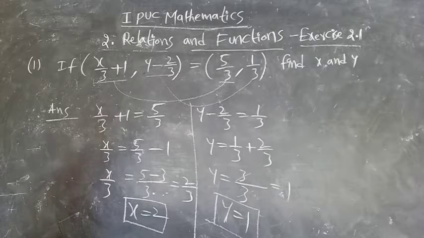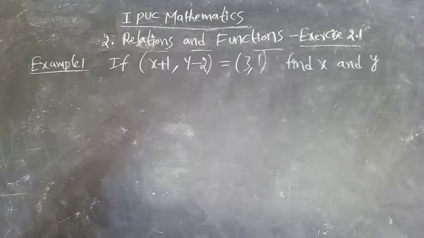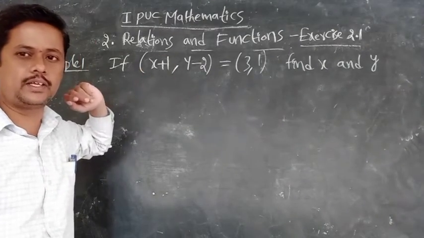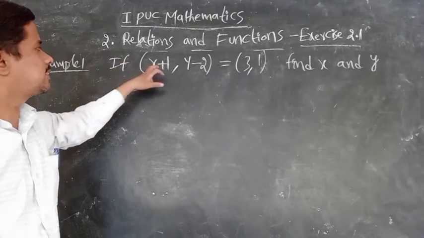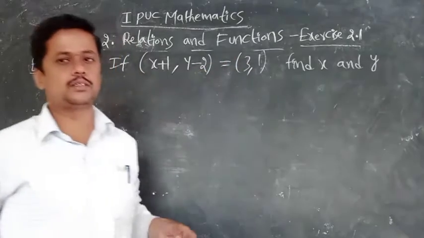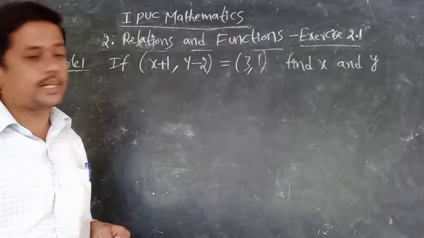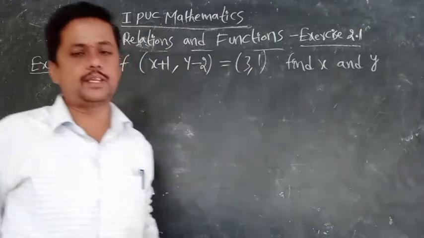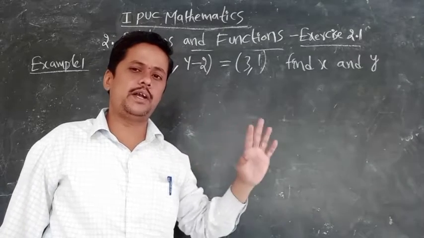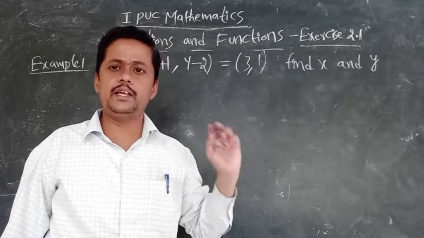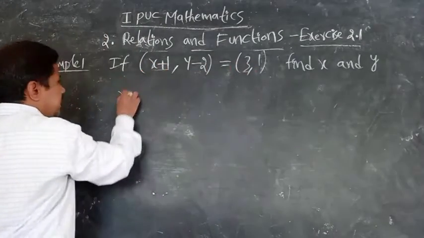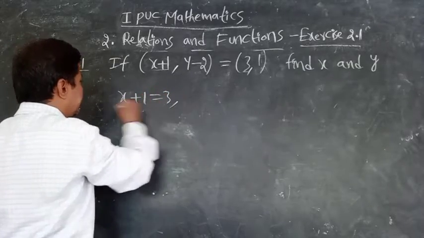One example problem is there. So next we will move to example 1. This is related to the same concept. Example 1: if (x + 1, y - 2) is equal to (3, 1), find x and y. Same concept: you have to equate the corresponding x coordinates and the corresponding y coordinates. How do we do this? x + 1 equals 3. So therefore x + 1 is equal to 3.